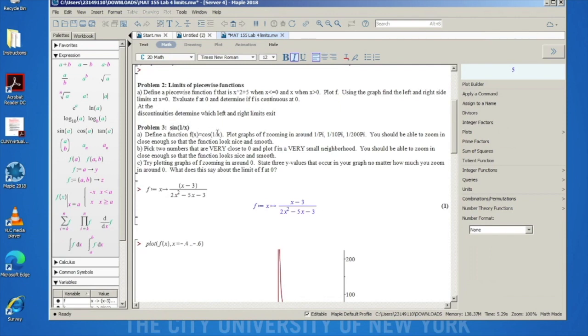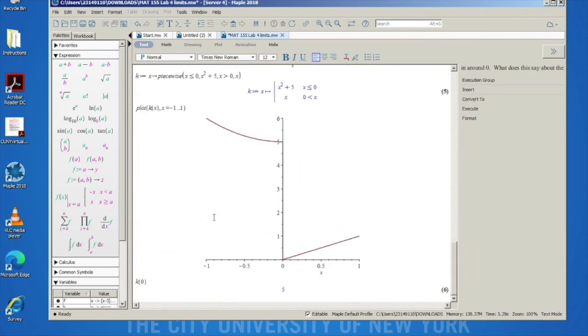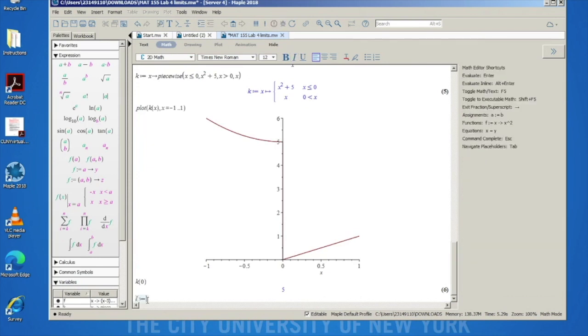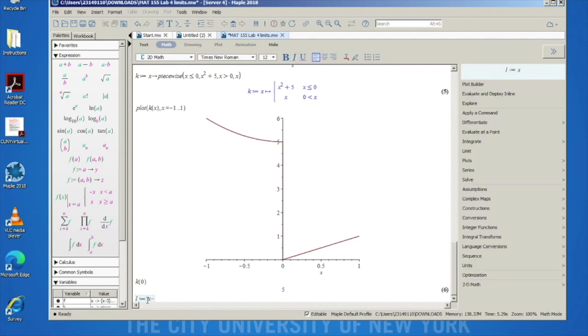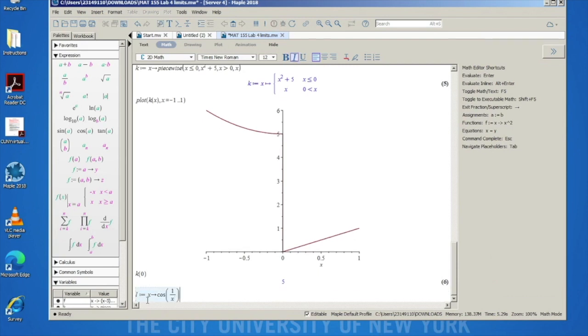is to define a function, cosine of 1 over x. Then plot the graph of f, zooming in around particular values involving pi. We need to adjust so the function graph looks very nice. It's not going to look very nice the first time you plot it. So that is cosine of 1 over x. Let me call it L. So L is a function that takes x to cosine of 1 over x.